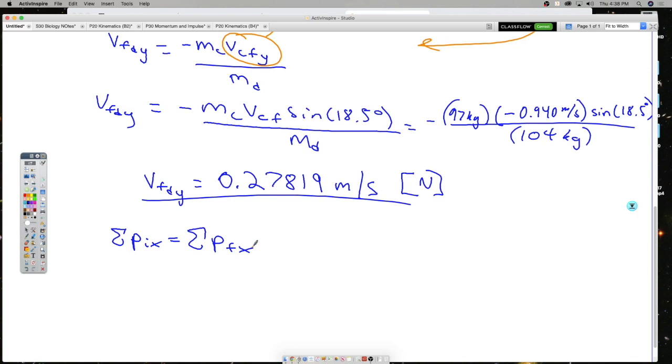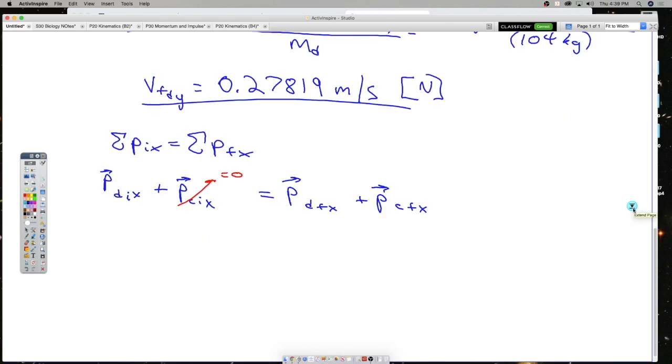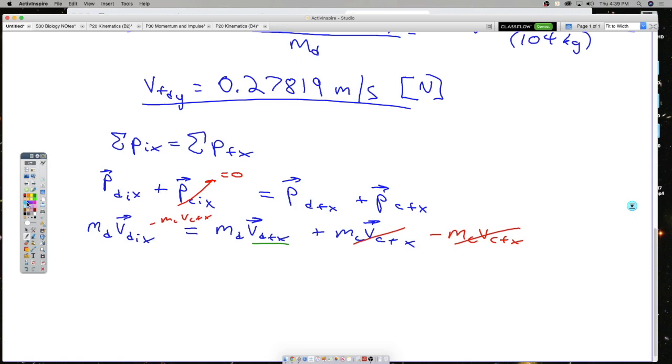Okay? So we have the defenseman's initial x momentum plus the center's initial x momentum. And hey, that was 0 because the center wasn't moving. Is equal to their final x momentum. Okay? Just changing these p's into mv's. Right? And what we're after is the x component of the defenseman's final velocity. That's what we want. Okay, so we'll isolate for that, and divide by md.